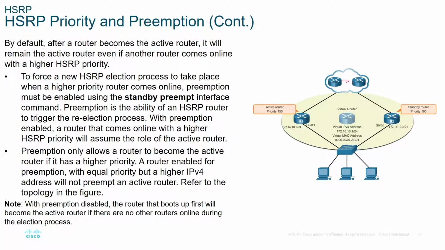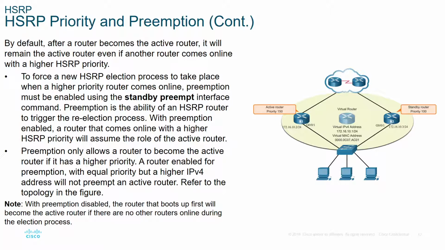By default, after a router becomes the active router, it will remain the active router even if another router comes online with a higher HSRP priority. To force a new HSRP election process to take place when a higher priority router comes online, preemption must be enabled using the standby preempt interface command. Preemption is the ability of the HSRP router to trigger the re-election process.